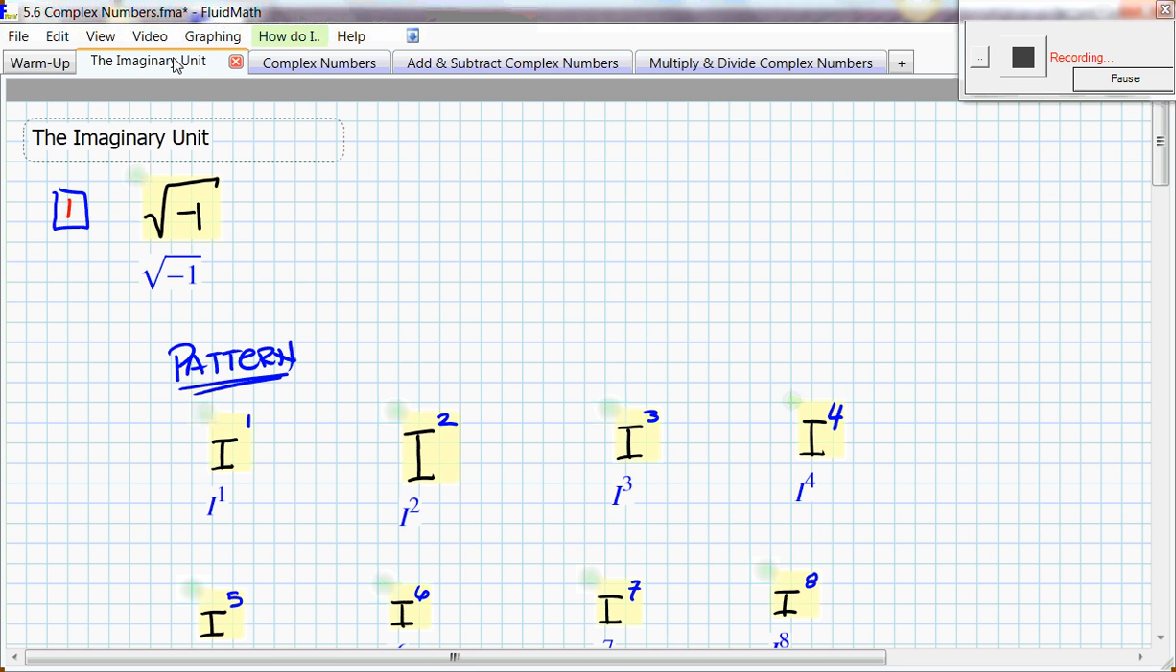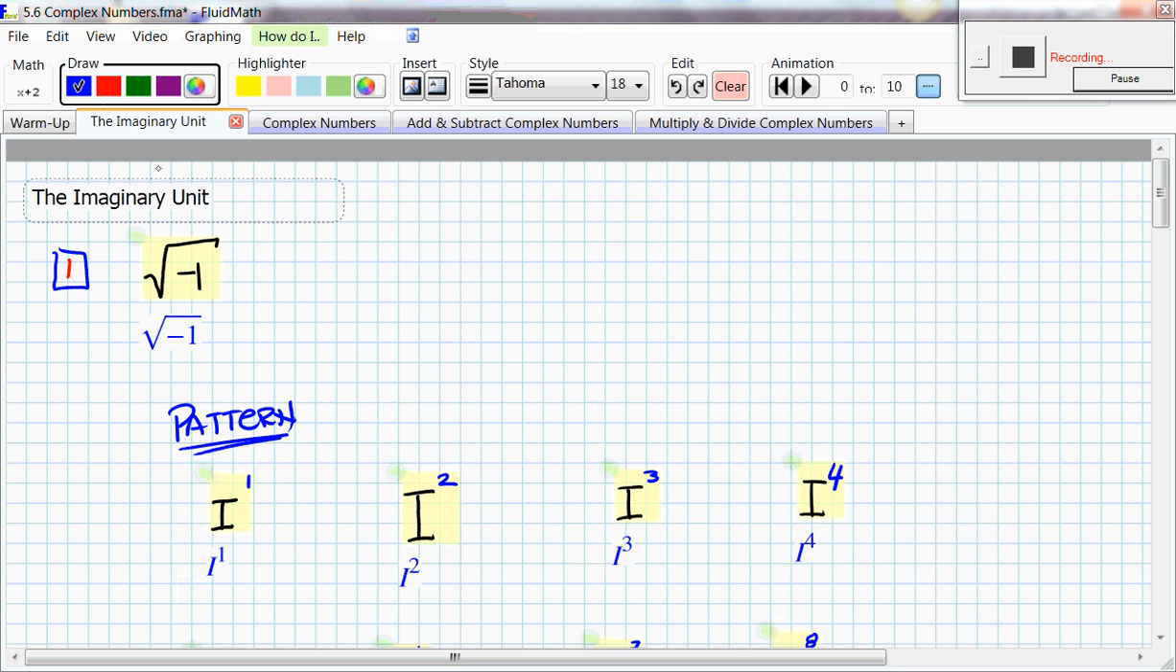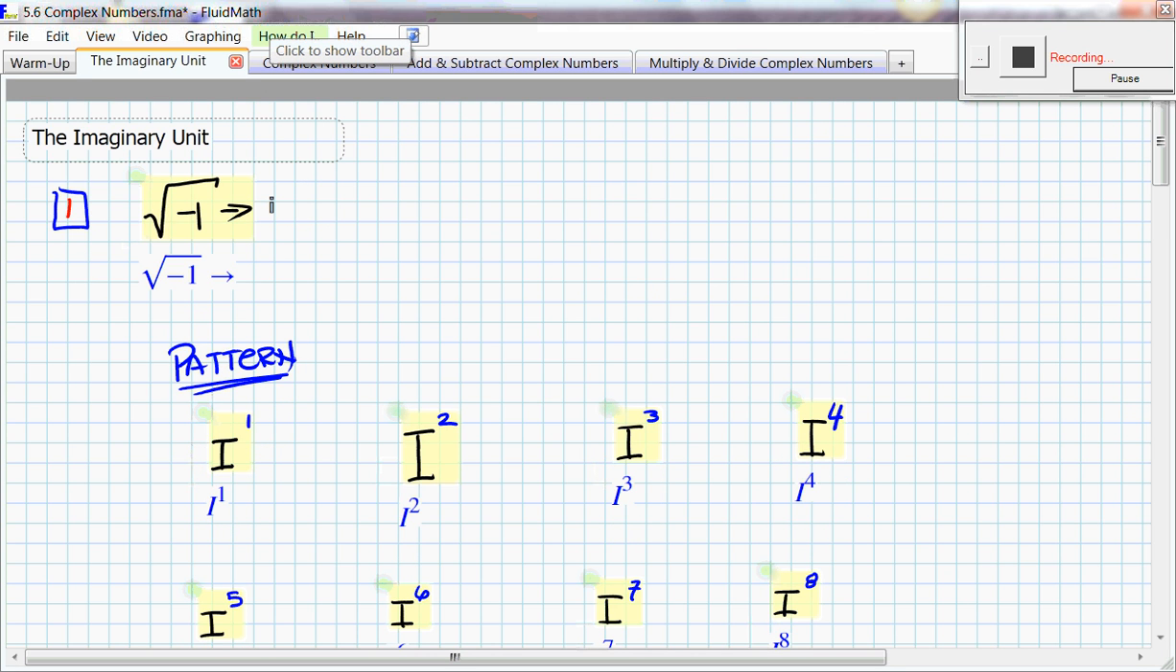And everything about imaginary numbers is based off of the idea that the square root of -1 is the number, what does that say? i. The square root of -1 is the number i. Very, very strange, right? It stands for imaginary unit, okay? So the square root of -1 is the number i. That's the definition of imaginary numbers.